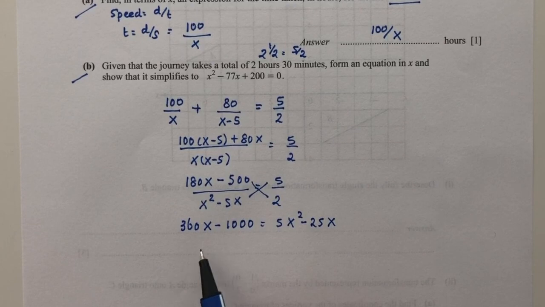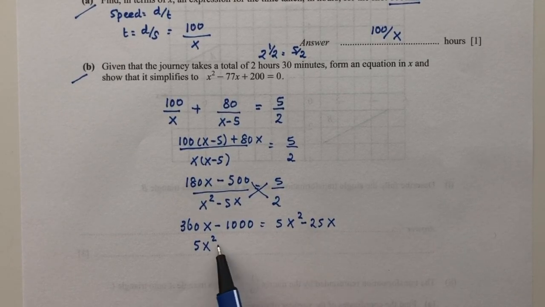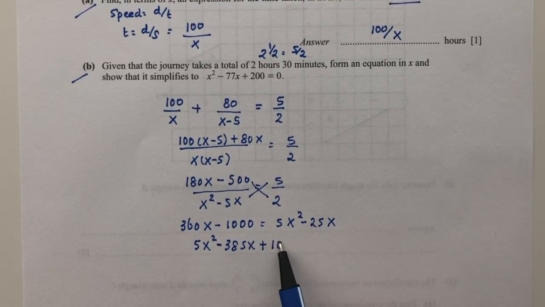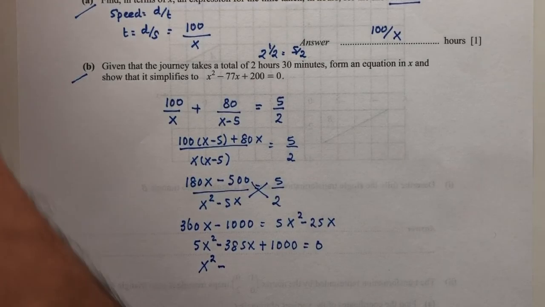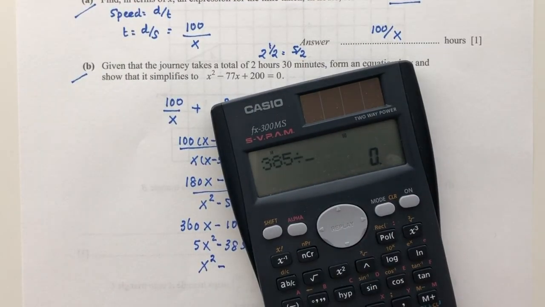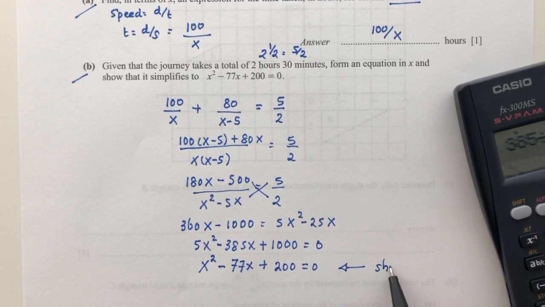So let's simplify this. You will have 5x squared, and then if you bring this over here, you will have minus 25 minus 360. You will have minus 385x, and then plus 1000. Now we can divide by 5 everywhere. Divide by 5, you have x squared minus, 385 divided by 5, that will be 77x, and this will be plus 200 equal to 0. So shown as required.